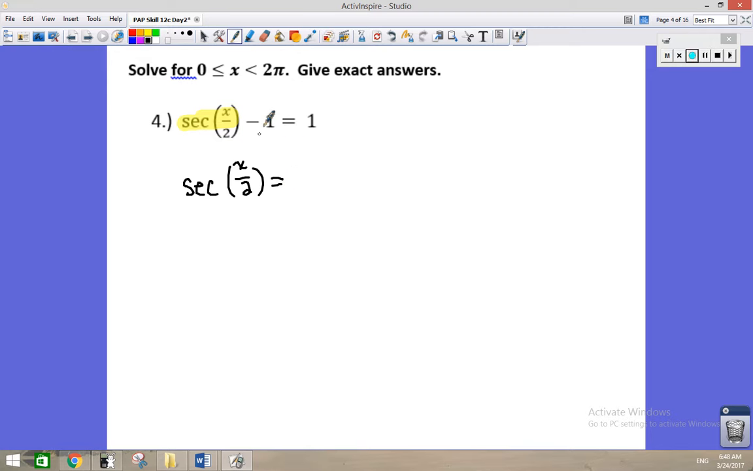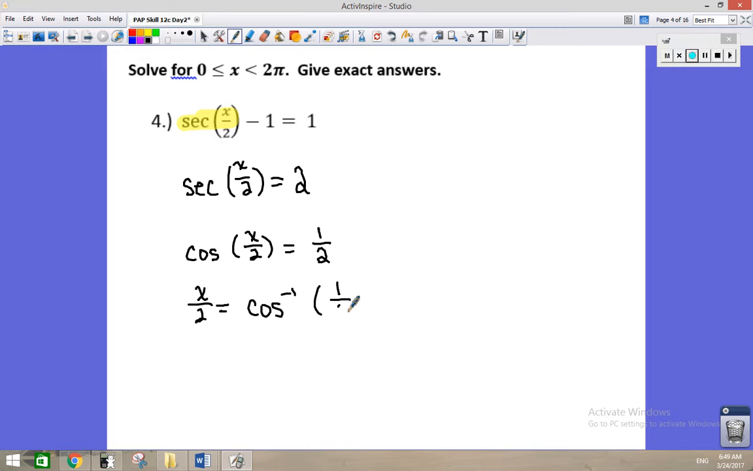And we add 1 on the left, that cancels. We add 1 on the right, we get 2. Well, now we know that the cosine and secant are reciprocal functions. If I convert this to cosine of x over 2, then I have to take the reciprocal of 2, which is 1/2. Alright, now let's take the inverse cosine.